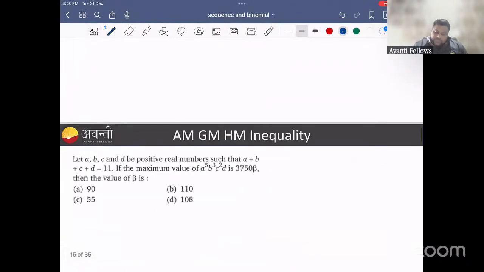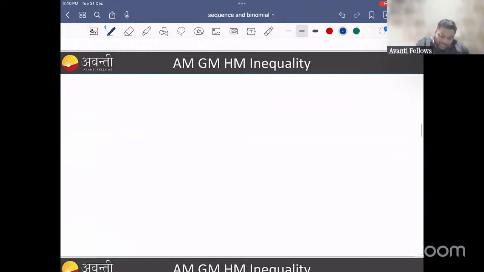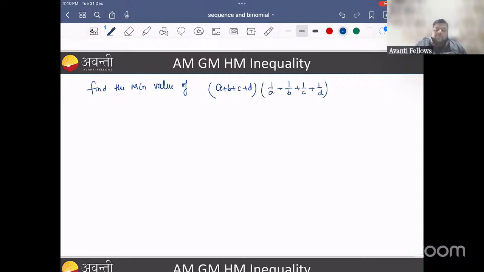Like first of all, let's do one question. Find the minimum value of A plus B plus C plus D into 1 by A plus 1 by B plus 1 by C plus 1 by D. Find the minimum value of A plus B plus C plus D into 1 by A plus 1 by B plus 1 by C plus 1 upon D.